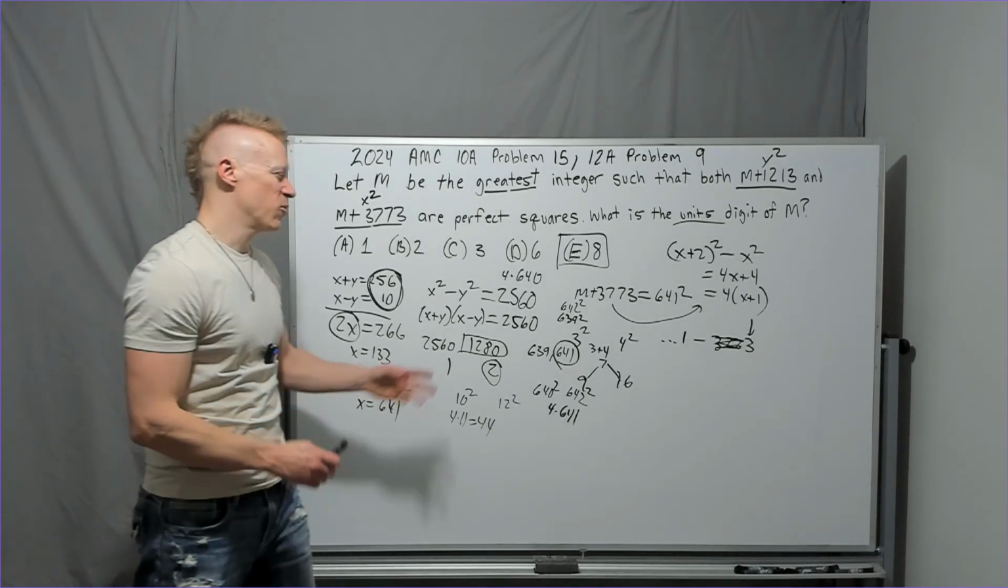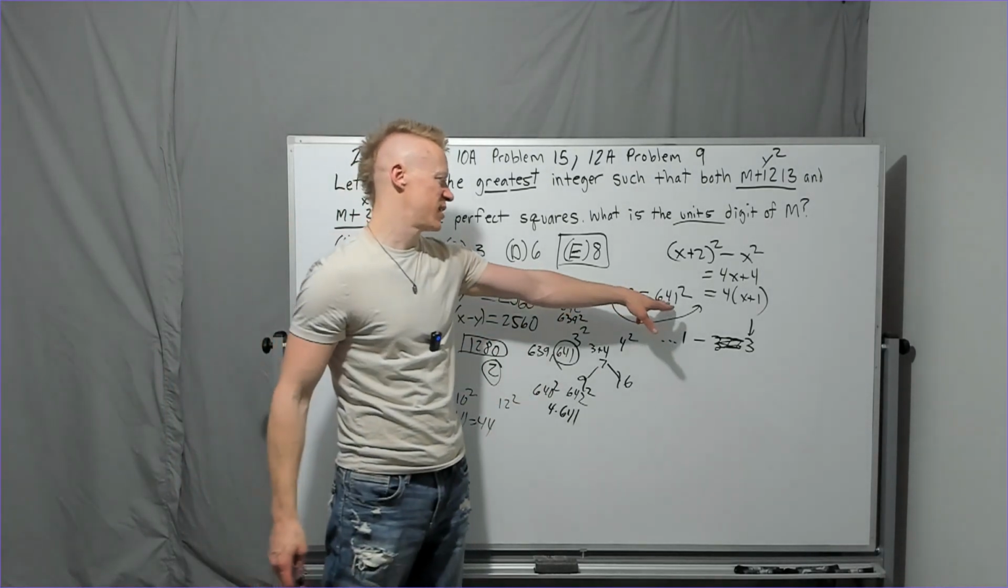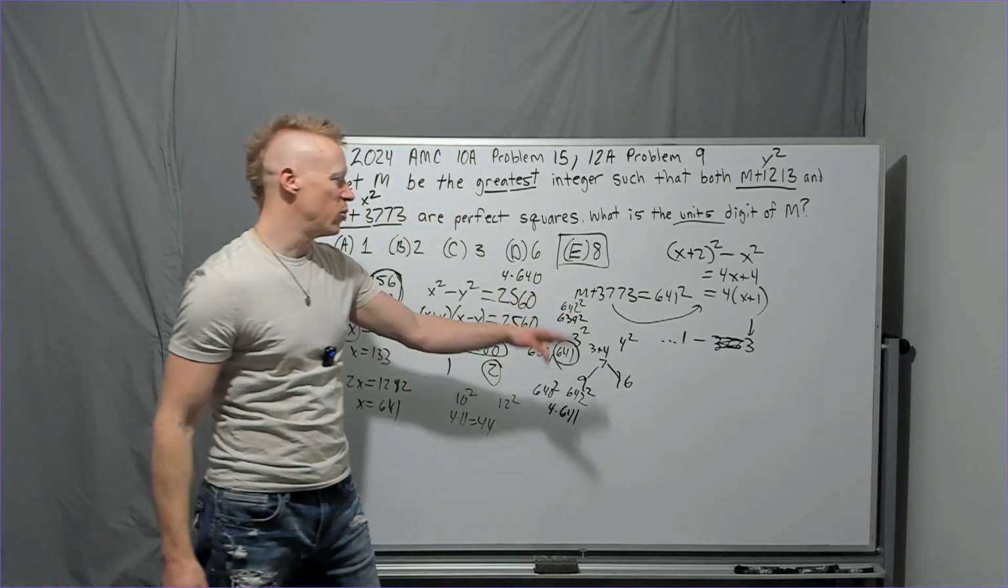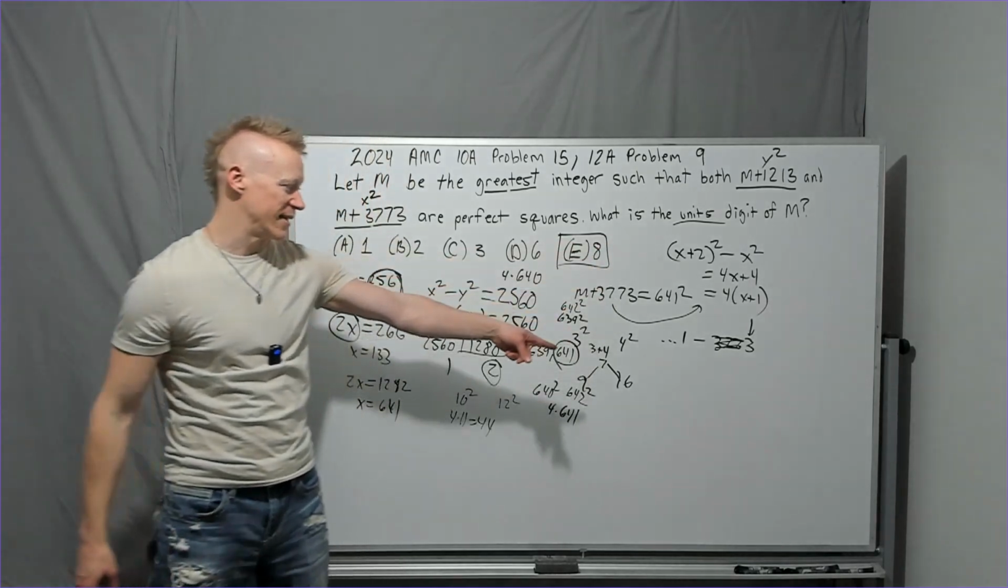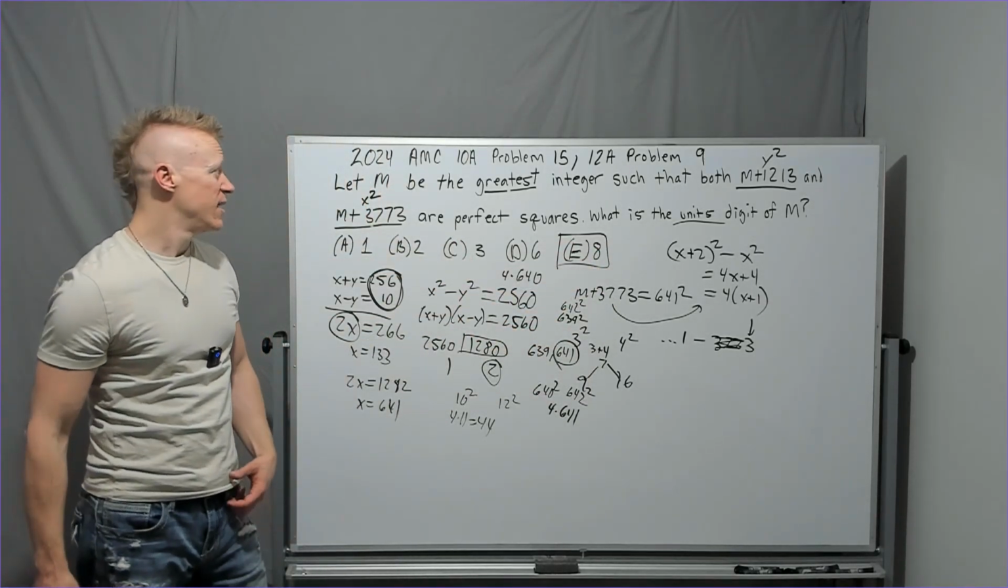So if you've worked with that concept a lot, this wasn't hard to conclude that 641 was the larger of the two squares, and you reason very much the same at the end with the 1 minus the 3. So that's two different ways.